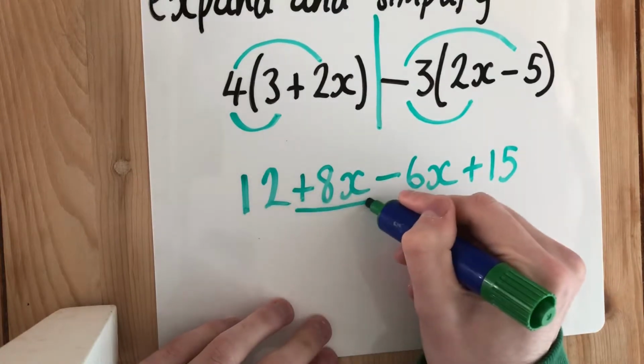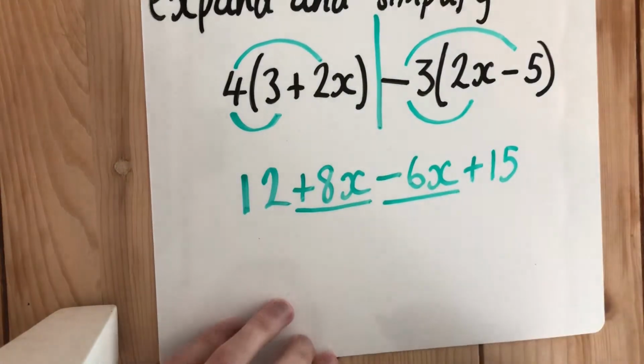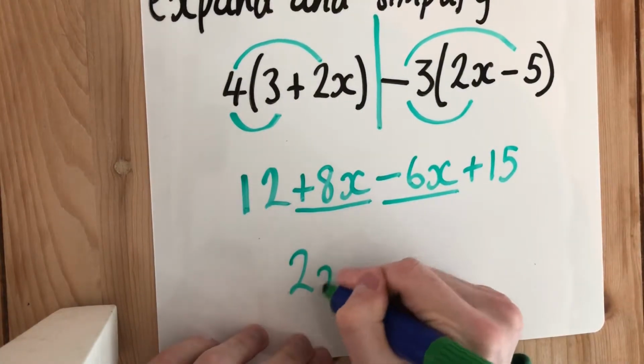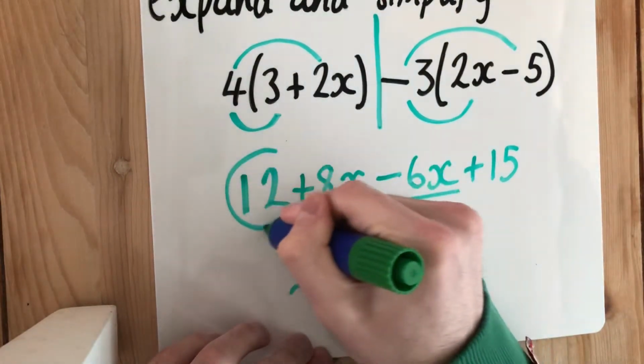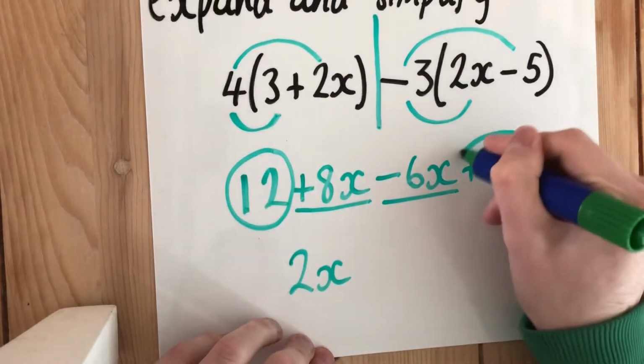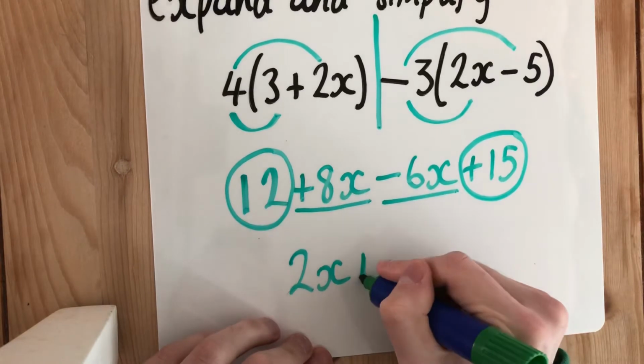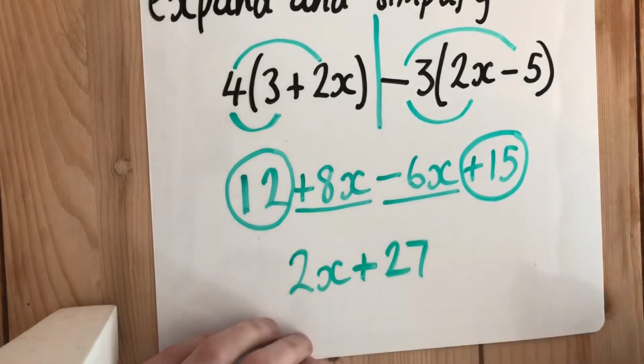I've got a positive 8x, take away 6x, that gives me 2x. I've got a 12, add 15, that gives me positive 27, and we're done.